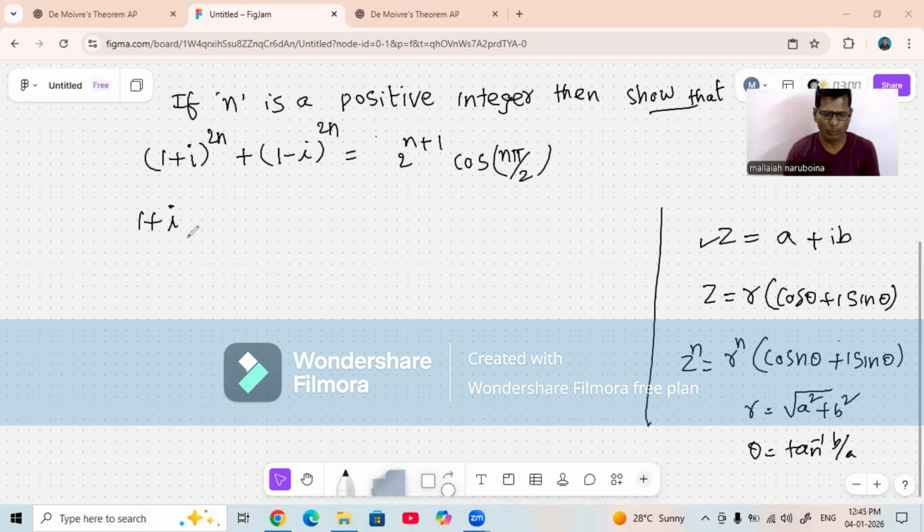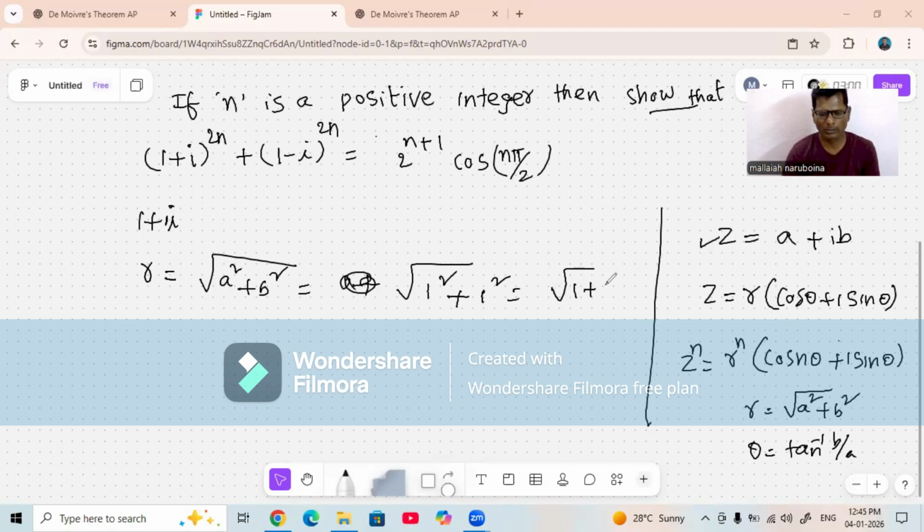To find the polar form, first we have to find the r value, that is square root of a square plus b square. a is 1, and b is the coefficient of i, that is 1. So 1 square plus 1 square is 2. So root 2. The r value is root 2.